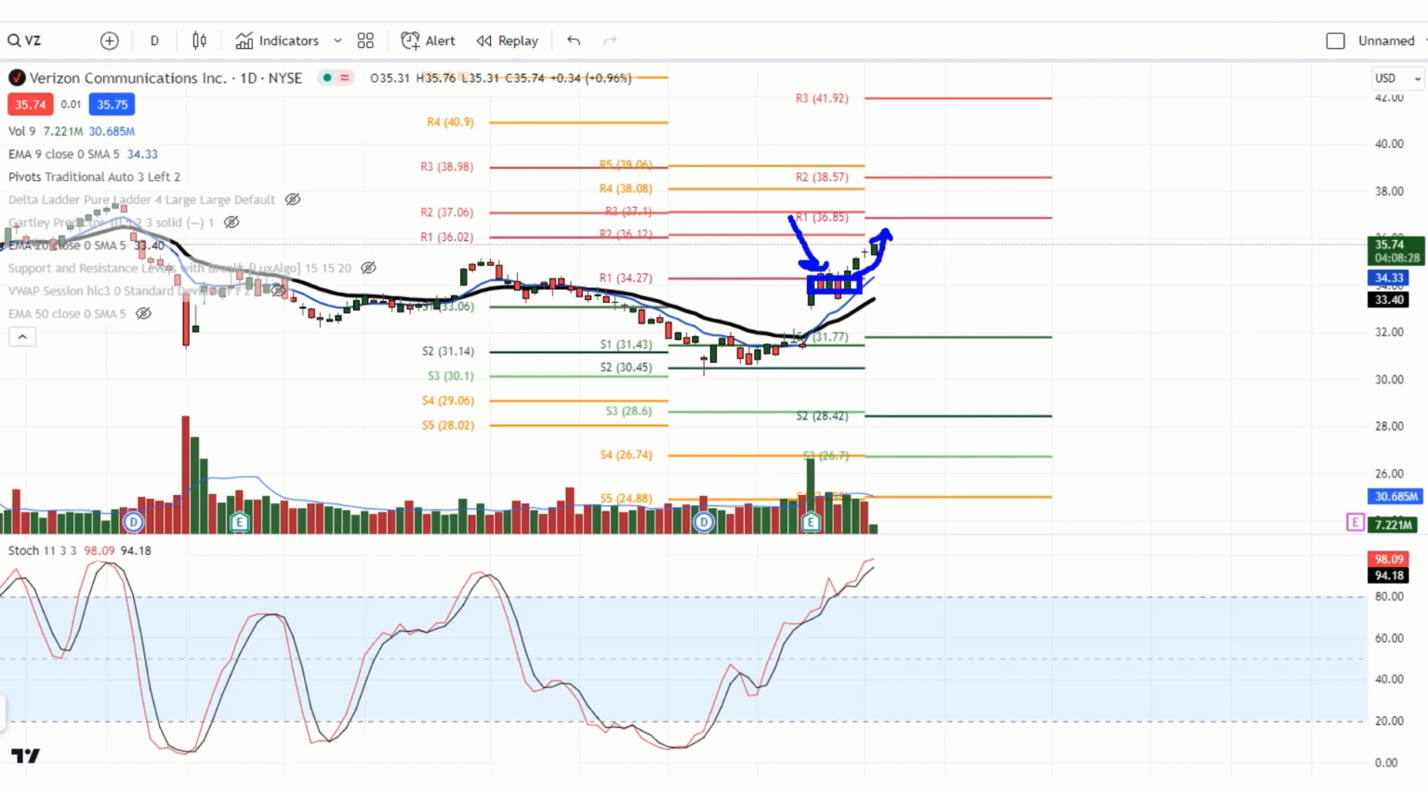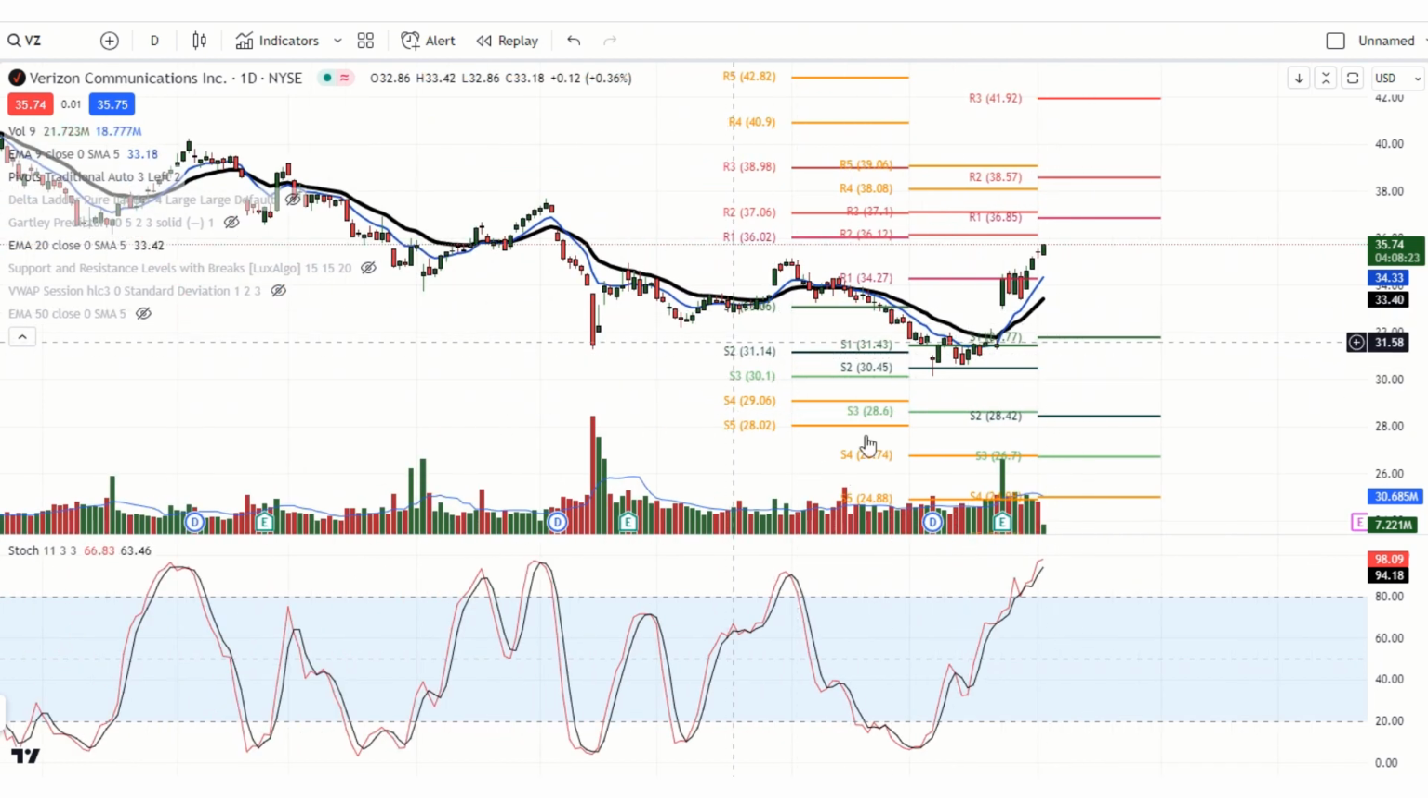You have 35.74 right now on Verizon. Okay, doesn't mean to jump in. Be careful. You got overhead pressure right here. You want to come back to support, and then it's a safe zone to buy. And then you have to manage on the lower time frames.